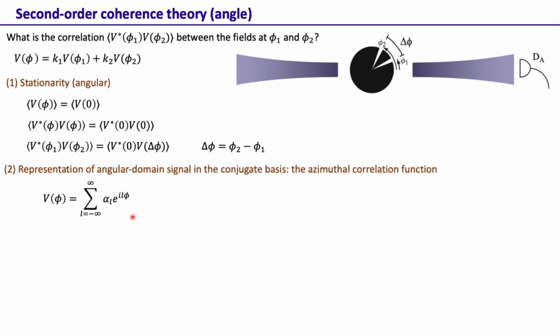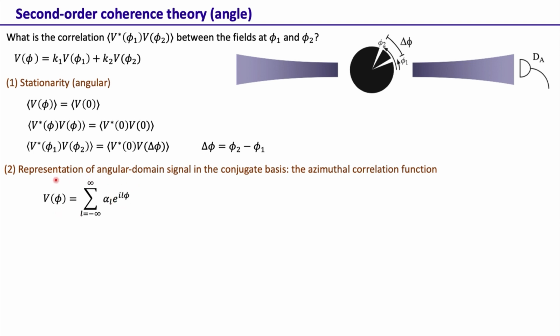So far for time and space we did the continuous Fourier transform, but for a periodic function we have to use the discrete Fourier transform. So this V of phi can be represented through these functions e to the i L phi, with their weightage alpha L, and L goes from minus infinity to infinity. Right now I'm just saying this is a mathematical thing: that a periodic function of phi can be represented like this. This is the discrete Fourier transform.